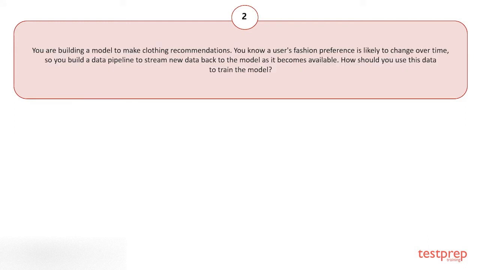You are building a model to make clothing recommendations. You know a user's fashion preference is likely to change over time, so you build a data pipeline to stream new data back to the model as it becomes available. How should you use this data to train the model?